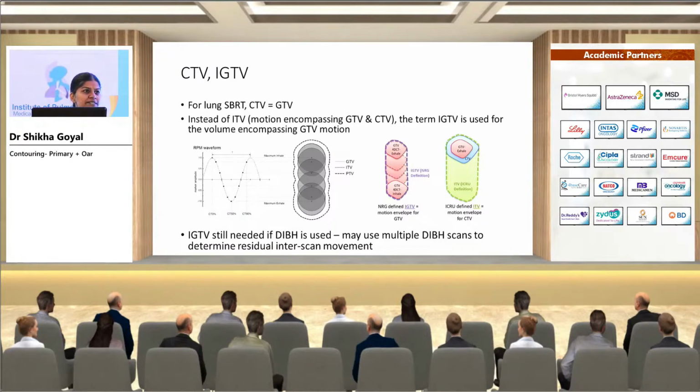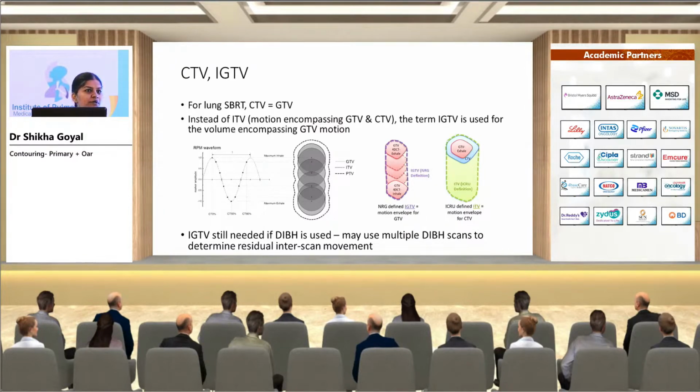We don't have a CTV concept in SBRT. Typically, the CTV is equal to GTV, and we assume that the microscopic disease would be taken care of with the intermediate doses. There is a concept of IGTV akin to the ITV in the conventional planning, where we look at the motion of the GTV in all dimensions and encompass all that motion and call it IGTV.